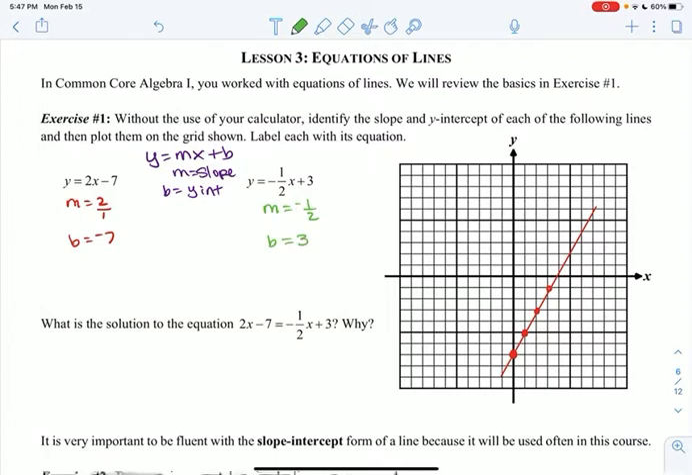Again, 3 is my starting point, so I'm going to start at 3. Since this is -1, I go down 1 and to the right 2. So down 1 to the right 2, down 1 to the right 2, down 1 to the right 2, and there is my line.